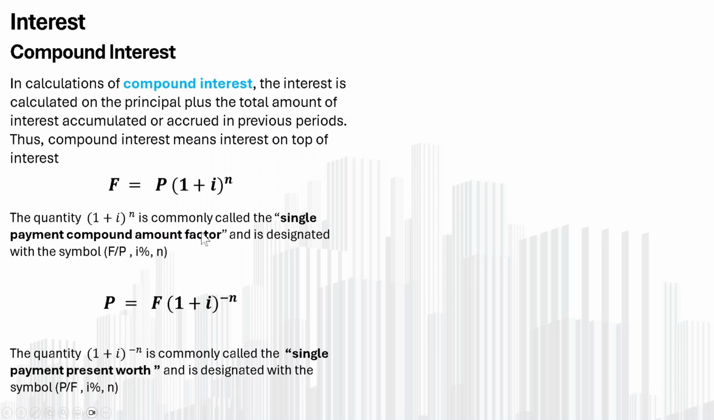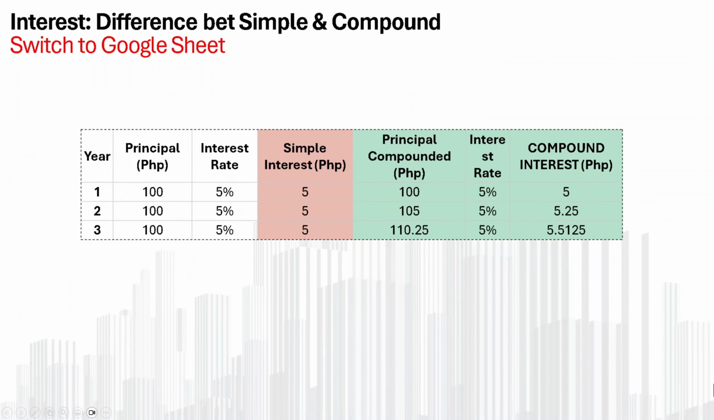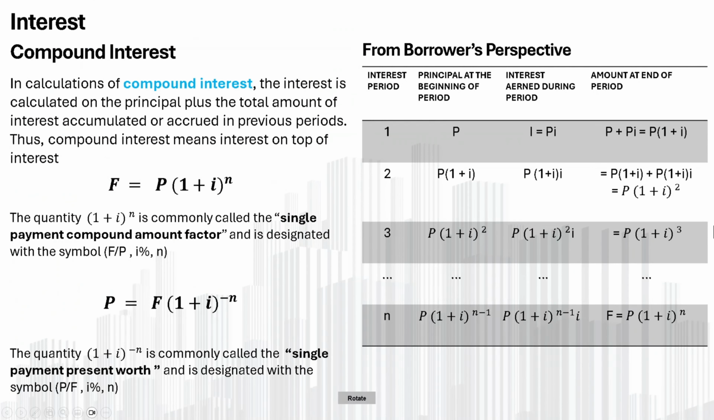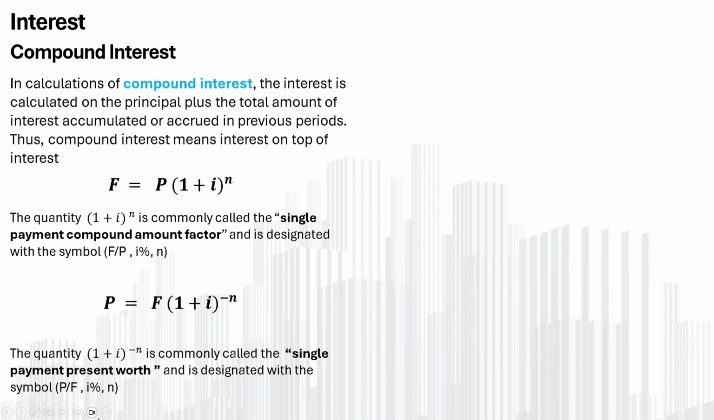Now, if we reverse it, we can also determine the present worth using this particular formula: P equals F times (1 plus i) raised to negative n, where (1 plus i) raised to negative n is called the single payment present worth factor, designated with this particular symbol.